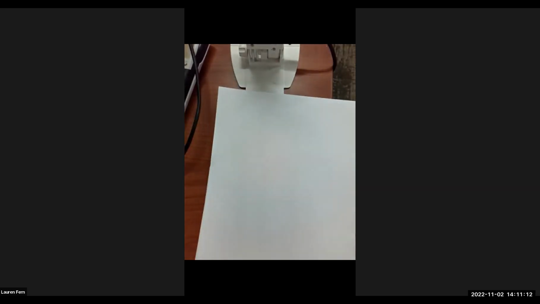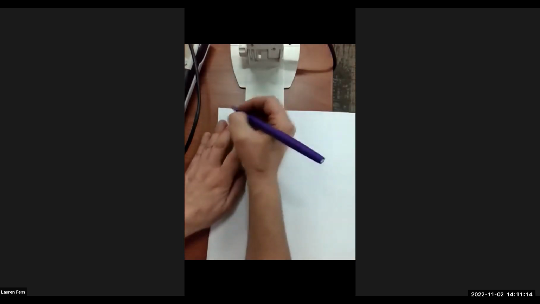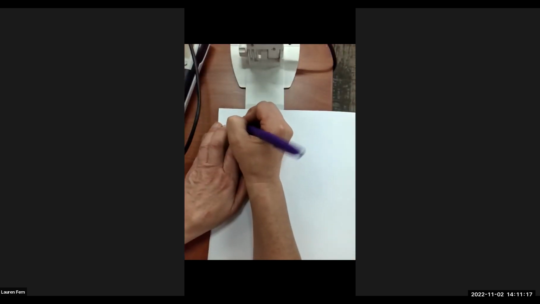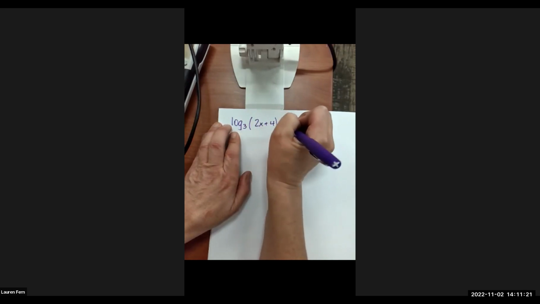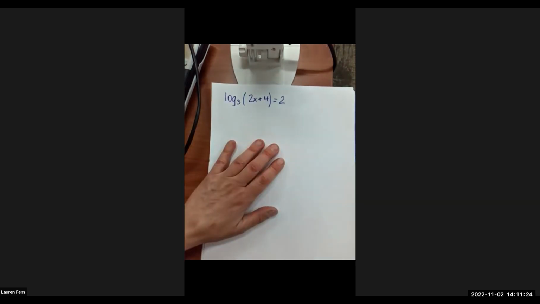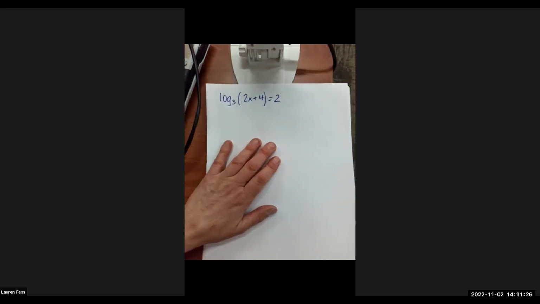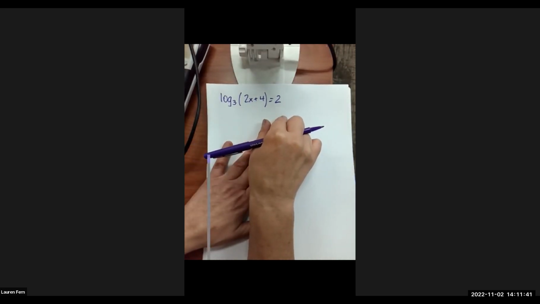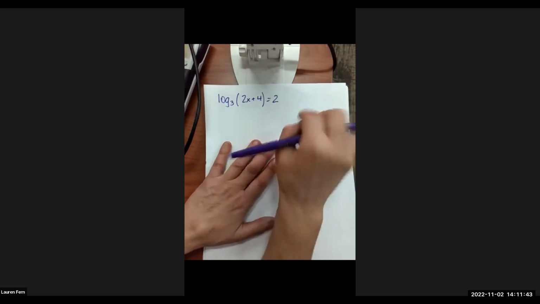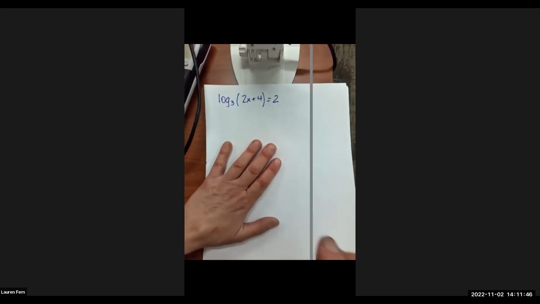What if I wanted to solve this one? Log base 3 of 2x plus 4 equals 2. When things are written as logs, we're pretty clueless, especially if it's not log base 10 or log base e. So whenever you're asked to solve a log equation, you want to do the mantra to change it to equivalent exponential form.